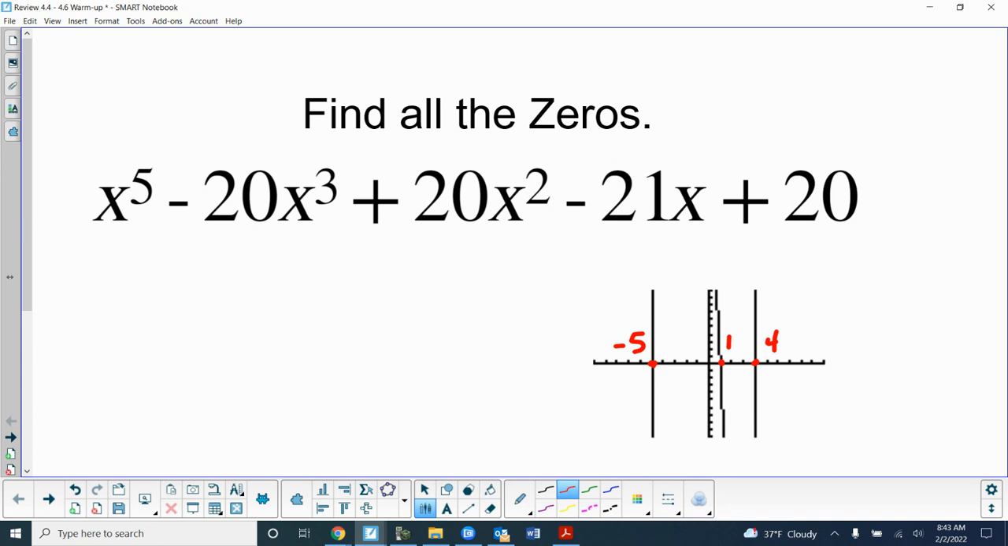So how do I get to the point where I can find imaginary? Very good. Synthetic division. Does it matter which one of these I start with? One of those zeros? No. Doesn't matter what order I do them, Sydney.